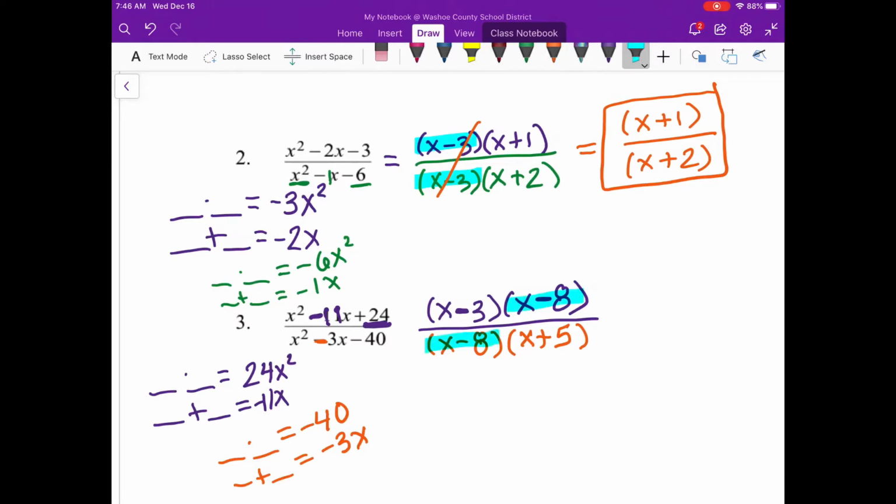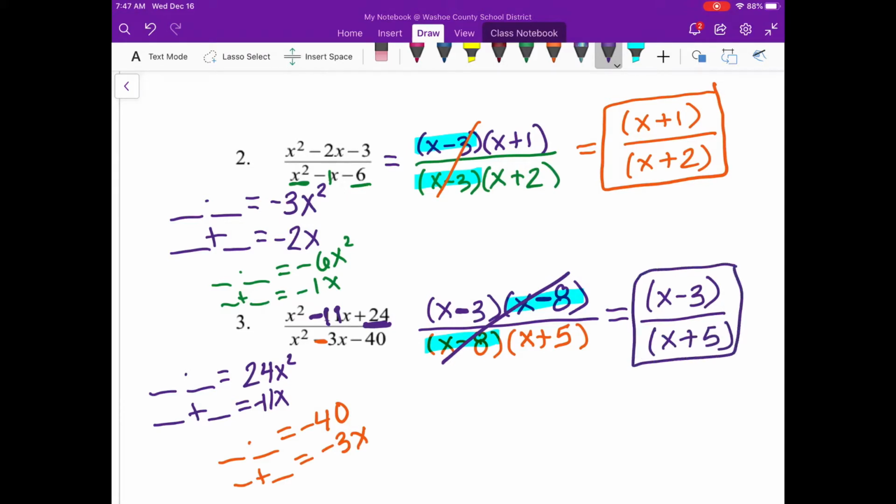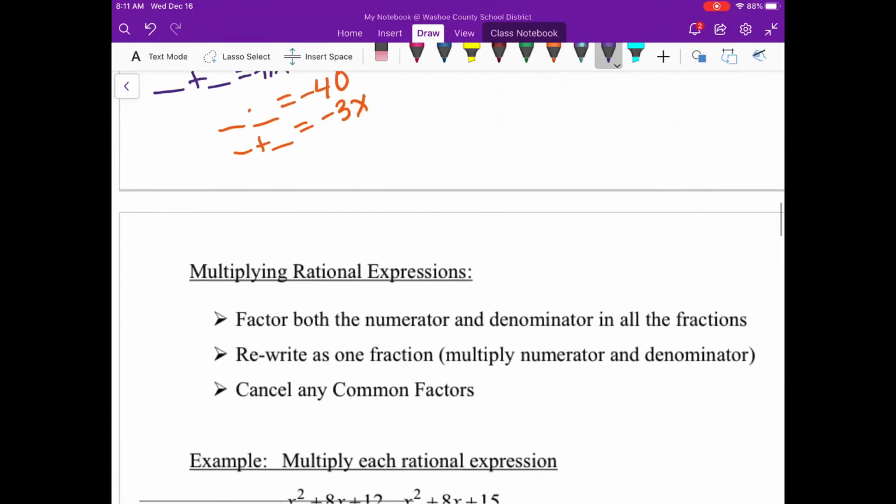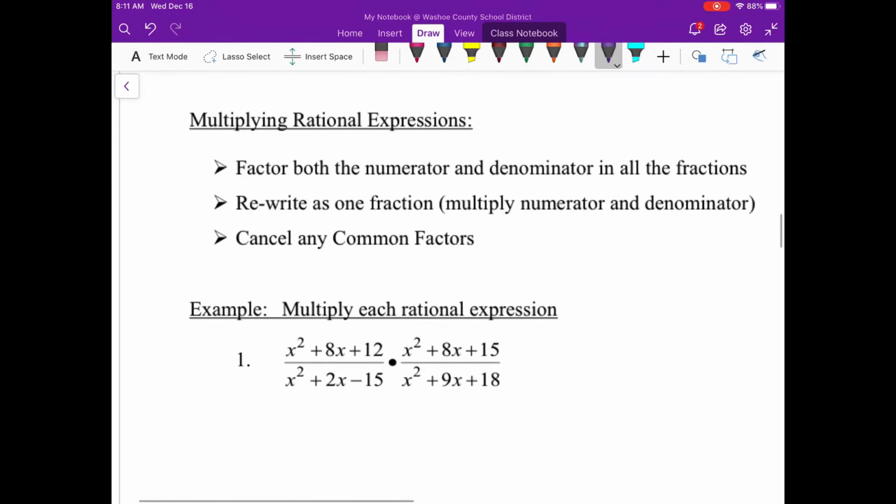Okay, so same idea here. We're going to see what the numerator and denominator have in common. That's going to cancel out, leaving x minus 3 in the numerator and x plus 5 in the denominator. And that's how I simplify my expression. So now let's go into how to apply this into actually multiplying and dividing rational expressions.